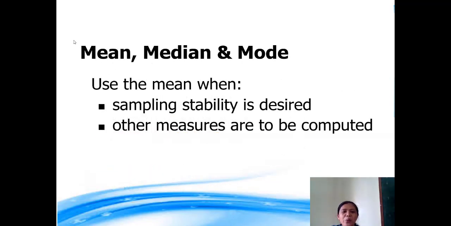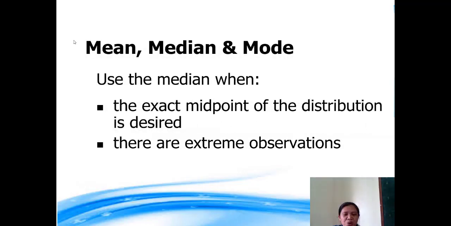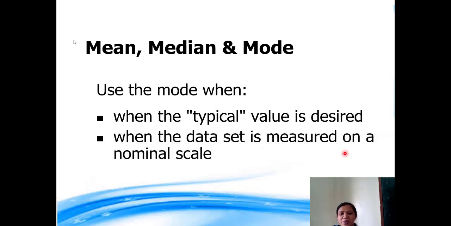Okay, when are we going to use the mean? When stability is desired and other measures are to be computed. Use the median when the exact midpoint of the distribution is desired and there are extreme observations. And use the mode when the typical value is desired and when the data set is measured on a nominal scale.